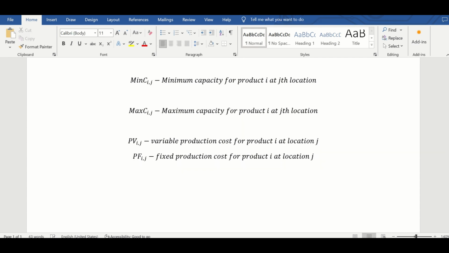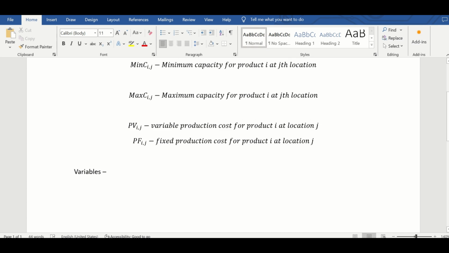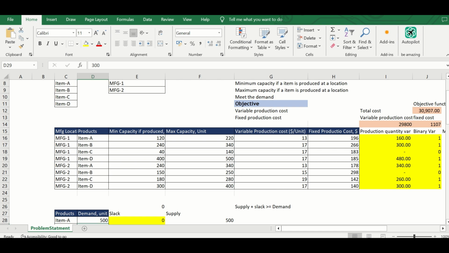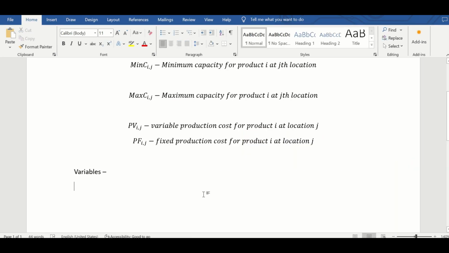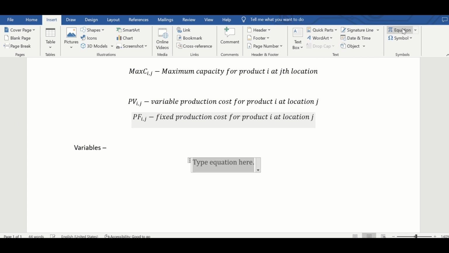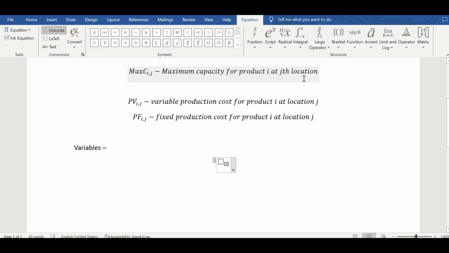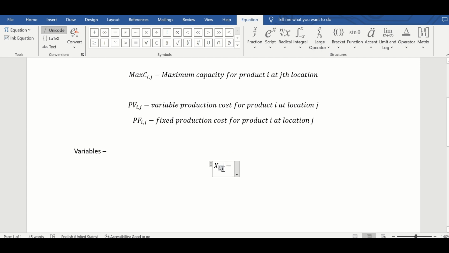and now let's define the variables. What are the decision variables in our case? What we wanted to find out is how much to produce at each of the production units for the different products. So the first decision variable that we would need is how much to produce for each product at the two manufacturing locations. Let's name this variable x. This would be x of I comma j, where I represents the products and j represents the location. So this would tell the production quantity for product I at location j.